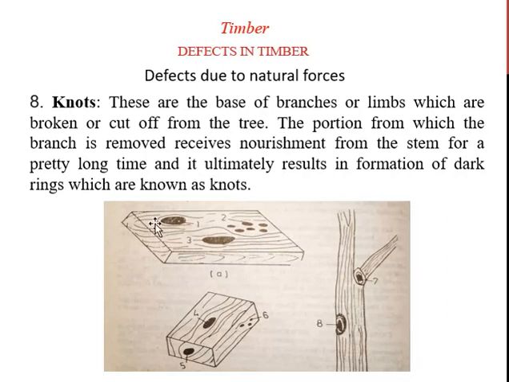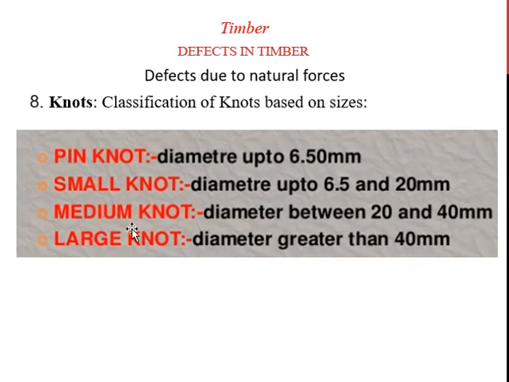The next type of defect is known as knots, which are found when certain branches are broken from the tree. Then such knots or bases are formed on the tree. This is known as knots. Depending upon the size of the knots, that is the diameter of that base, there are four types of knots.